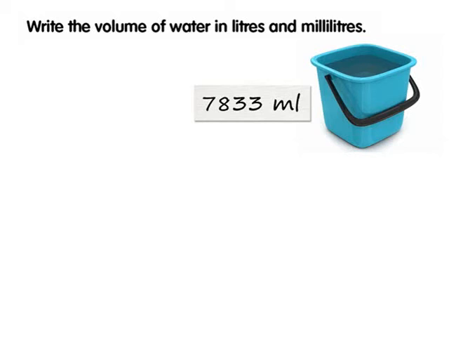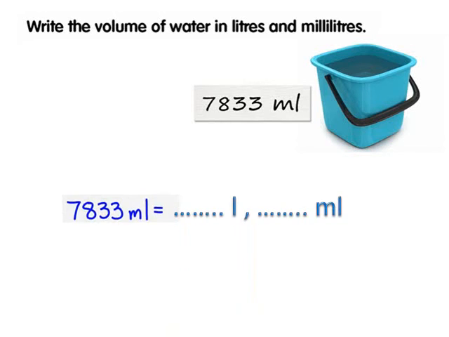Write the volume of water in liters and milliliters. Again here I have the volume of water in this bucket, but the volume is in milliliters. I have 7,833 milliliters of water inside this bucket. I want to know this volume, but in liters and milliliters.